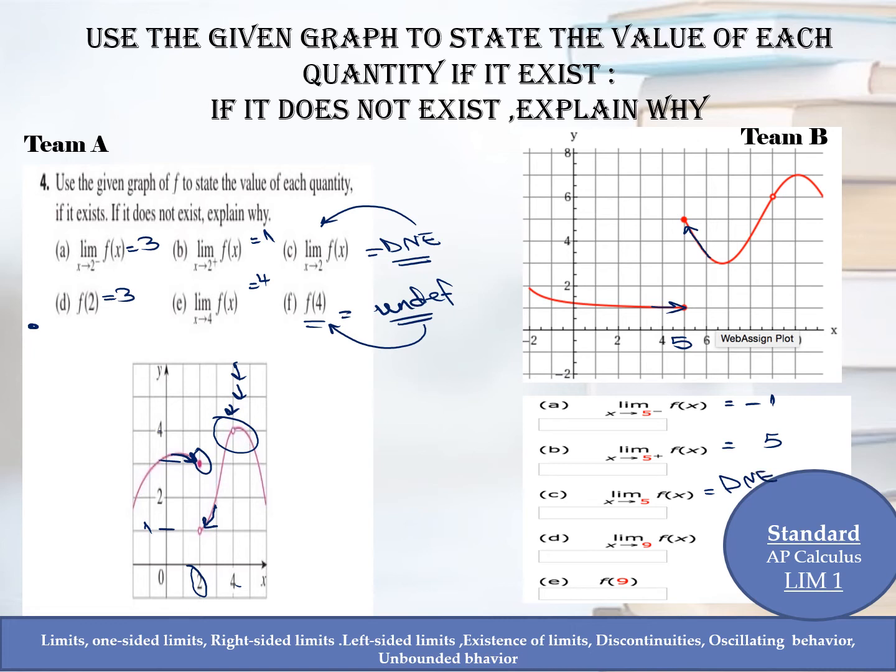x approaches 9, so 5, 6, 7, 8 and this is my 9. Go up and here is 9. Both the lines are meeting at the same point and what is the y value at that point? It is equal to 6. And what is f of 9? You can see at f of 9 there is no included or shaded point. So you will write undefined.